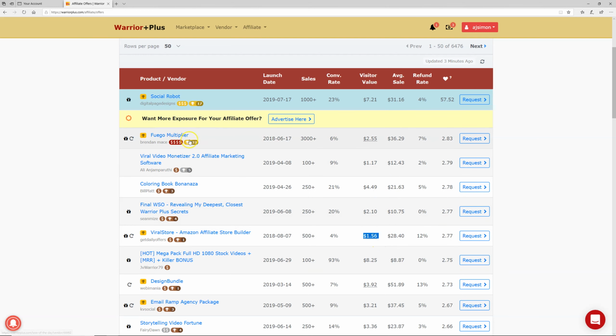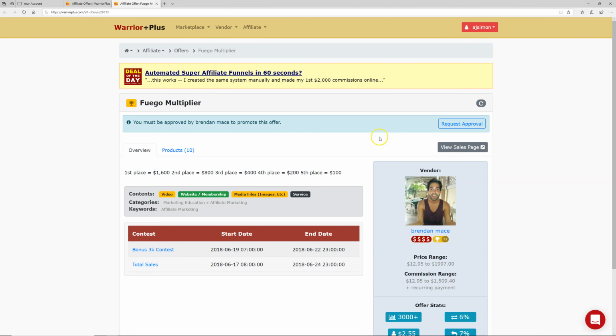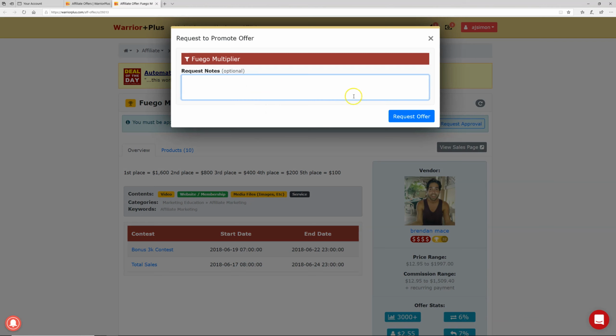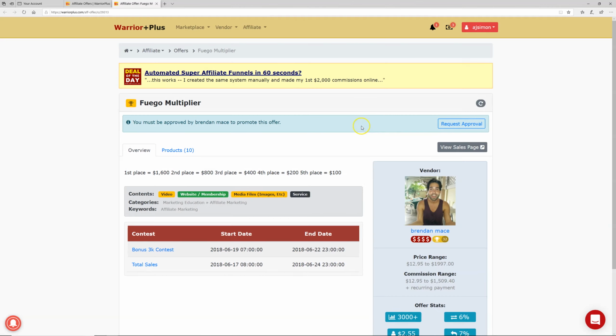I want to see this higher. So like this multiplier one, I would definitely promote this. It's got a low refund rate. It's got an insanely good average sale. Visitor value is badass. 6% conversion rate. 3,000 proven sales. So when you request this, you're going to want to give them your name, your email, your Facebook profile, any other way to contact you, Skype or whatever. And remember, you just click request and then you put that information in here and then you just hit request and then you're done.